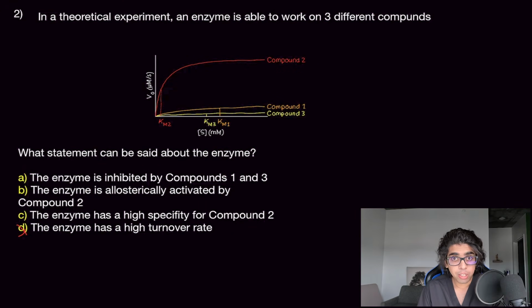Compounds 1 and 3, which are substrates. What A is basically saying is the enzyme is inhibited by compounds 1 and 3. Substrates have no ability to inhibit anything. They're just substrates. Their goal is just to turn into products. So they don't inhibit anything. Substrates don't have the capability to do so. So that's why it's wrong.